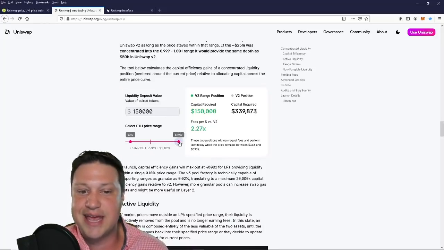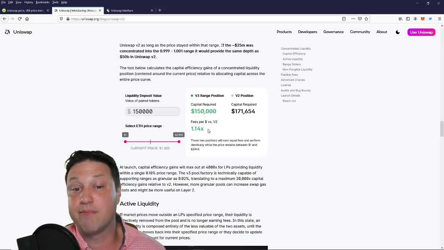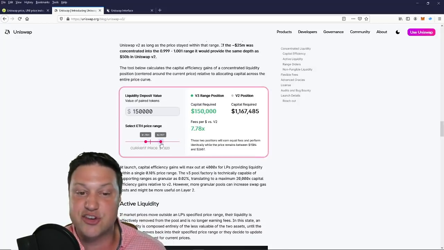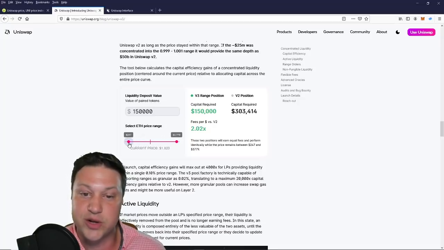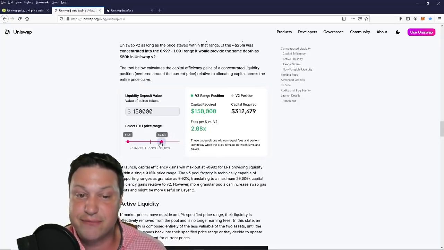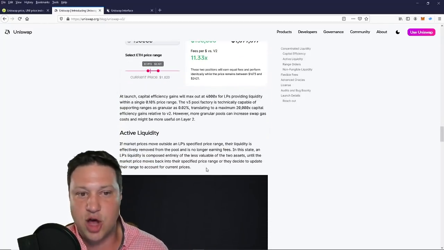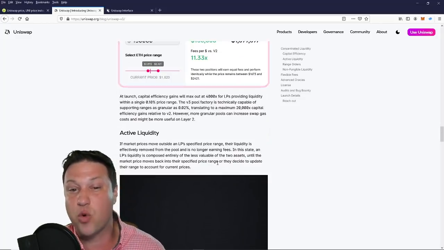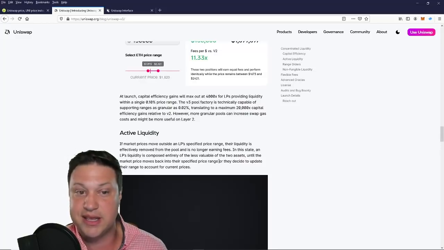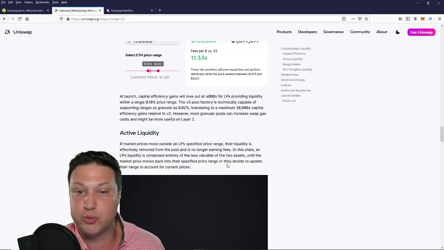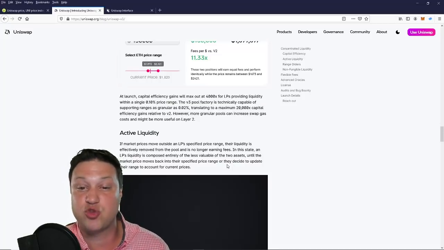So you can see that at any point along this curve, you're making more in fees than you were on version 2, so that's great. But playing with it, you can see that as you increase the price range in which you provide liquidity, you're earning a lower fee. To get that fee up, you can shrink that price range and really concentrate that capital. So at launch, capital efficiency gains will max out at 4,000 times for LPs providing liquidity within a single 0.1% price range. The V3 pool factory is technically capable of supporting ranges as granular as 0.02%, translating to a maximum 20,000 times capital efficiency gain relative to V2.